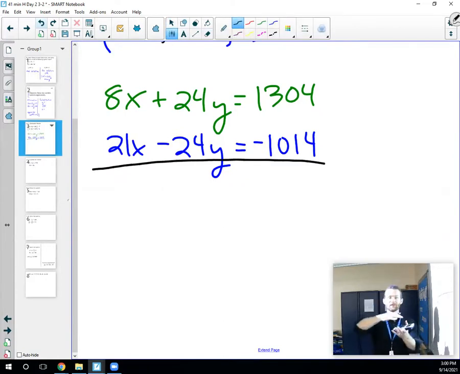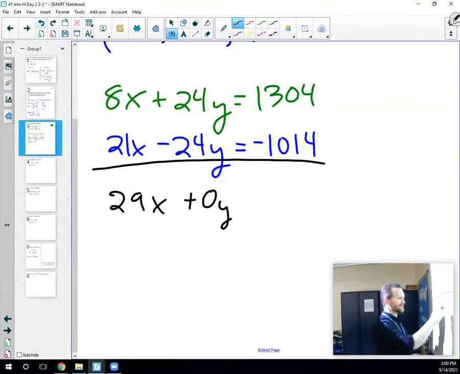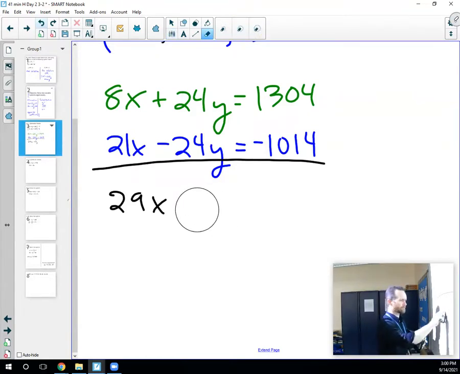Now we can just add everything together and see what we get. So 8x and 21x becomes 29x. 24y and negative 24y cancel each other out. So we could put a 0y there, like a plus 0y, but I don't think we need to do that. I'm just going to leave it blank.